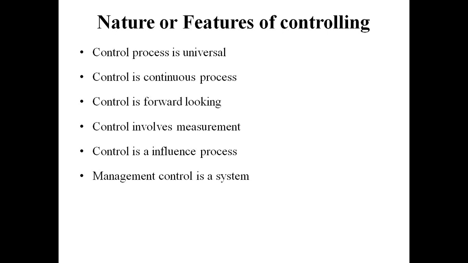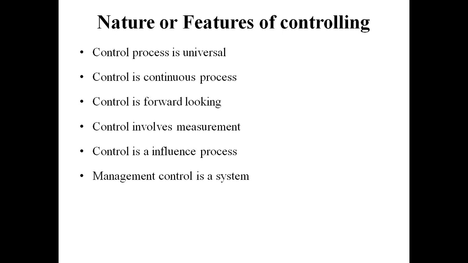Then coming to the fourth nature of controlling, control involves measurement. To control means to check or monitor actual performance, to keep a watch on activities. Evaluation and measurement is the heart of the controlling process. So the function of control involves the measurement of actual performance of the people of the organization or the departments of the organization.